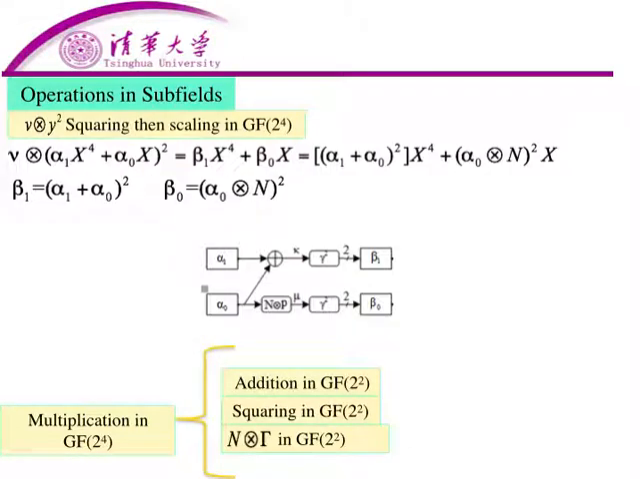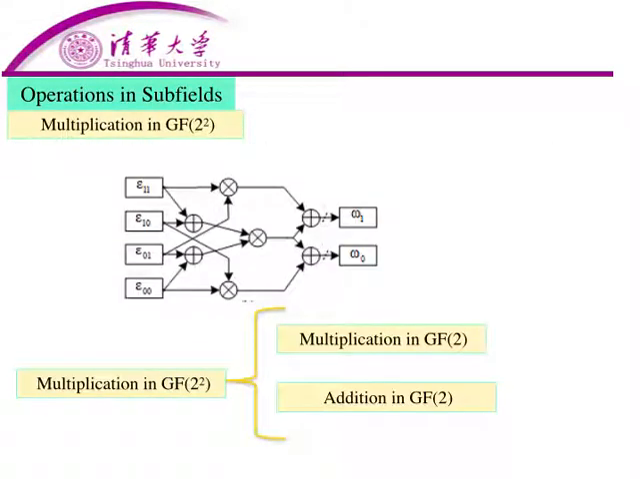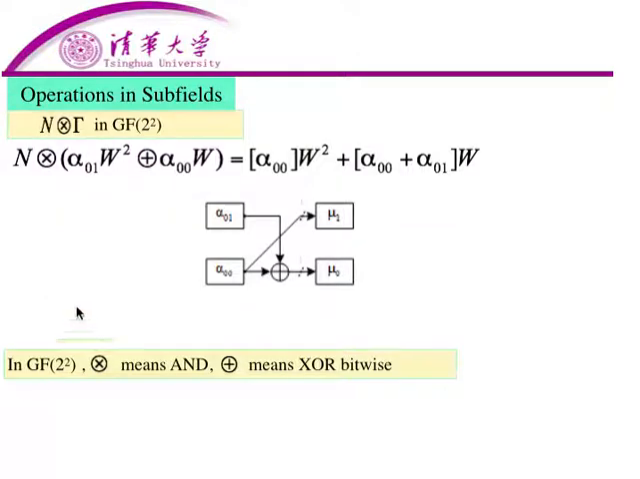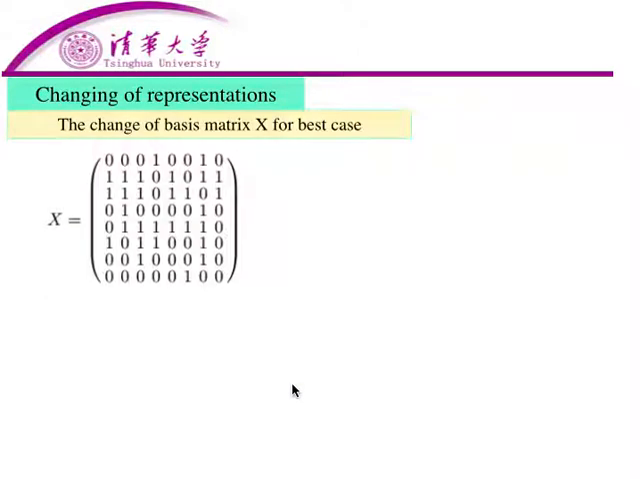Similarly and similarly until we divide the operation into this field. It's like the last subfield. And in this field, the multiplication just means AND and plus means XOR. For changes of different representations, we need a transformation matrix, and the change of basis matrix for the best case is this one.